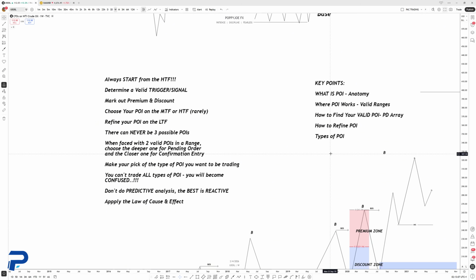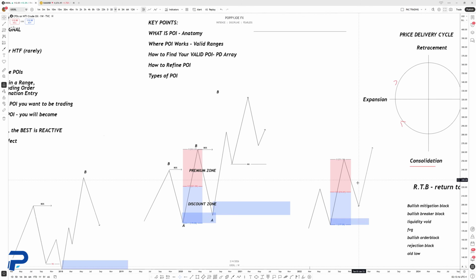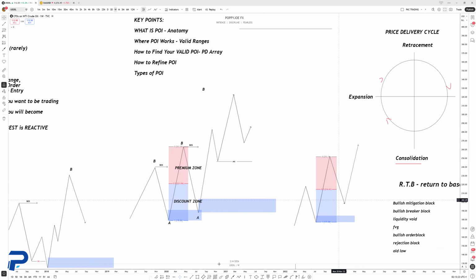So I'll be teaching you one refinement trick that I use, one beautiful refinement trick. And also there can never be 3 possible POIs. Now that's clearly telling you that if I have a discount level here, let me explain that. I want to buy at the discount zone, right? There are many cases where you would have valid areas in discount. I can have a valid POI here, and I also have another valid one here. So I'm telling you now that never choose or mark three POIs inside the same range.